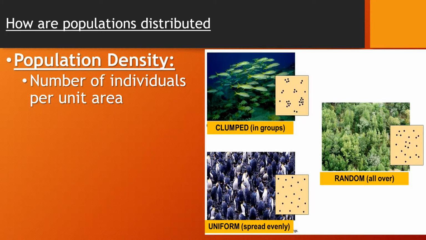So population density is the number of individuals per unit area. We have three different types: clumped, random, and uniform. Clumped is where organisms live in groups, much like schools of fish. Random, they're just kind of all over the place. This would be like trees and plants. And uniform, where they are spread evenly out. This is very common with large predators like tigers because they have large hunting grounds.